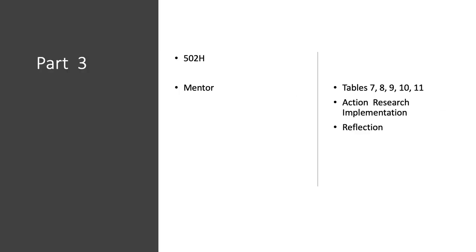Part 3 is completed in the final semester of the program, 502H. It is completed in conjunction with the mentor and, of course, the teacher candidate. There are several tables, 7, 8, 9, 10, and 11. You will be completing action research implementation, and you will close with a reflection.